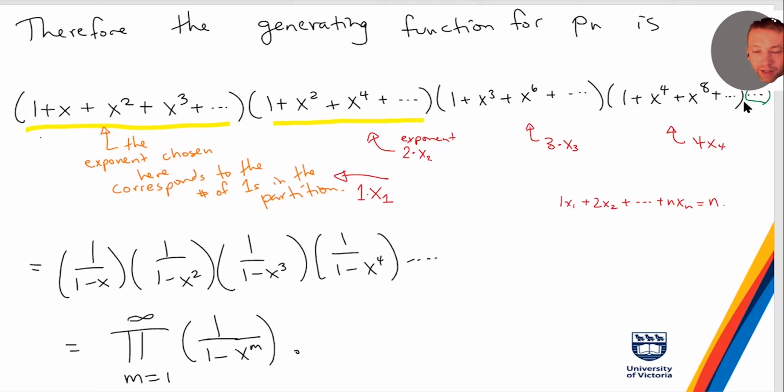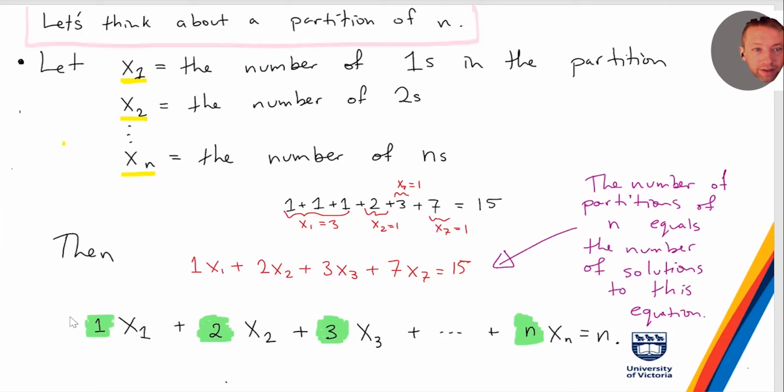So the next factor is 1 plus x to the 5 plus x to the 10, and so on. If you think about it, it's maybe a little tricky to conceptualize, but the coefficient of x to the n will be equal to the number of solutions to this equation here, which we've argued is equal to the number of partitions of n.